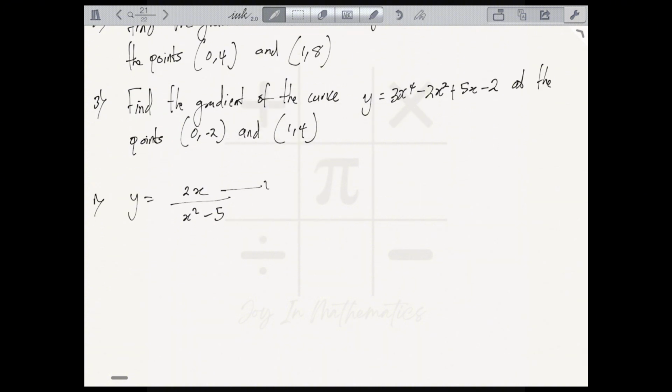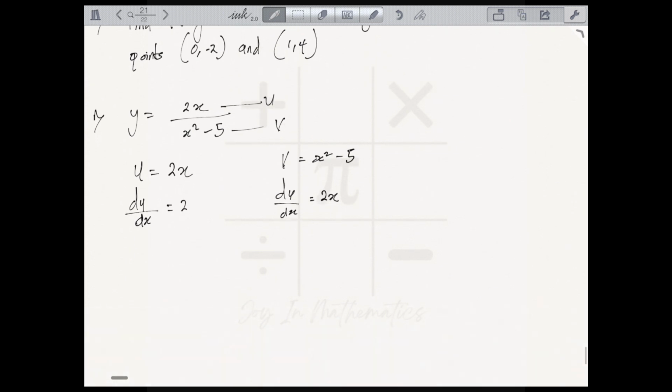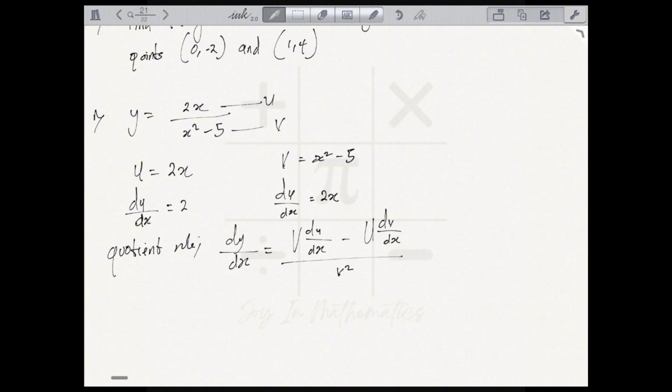Now, this is u and this is v. So our u is 2x and our v is x squared minus 5. This is the quotient rule. Let's apply it. Then du/dx of 2x is 2 and dv/dx of x squared minus 5 is 2x. So applying our quotient rule, we have that dy/dx is equal to v du/dx minus u dv/dx, divided by v squared.